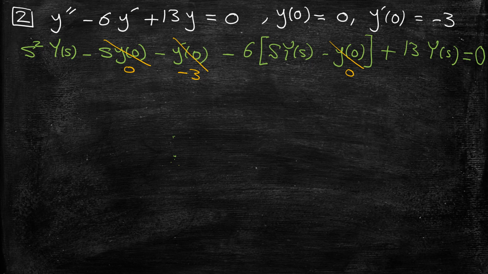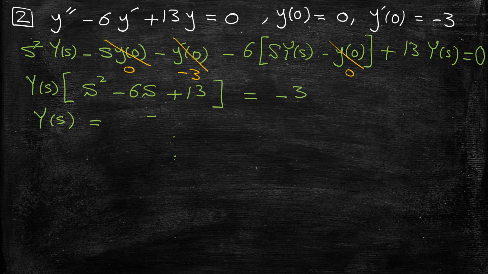So here we can take common y of s multiplied by s squared minus 6s plus 13. And on the other side, this plus 3 will be here minus 3. So again, y of s will be equal to minus 3 over s squared minus 6s plus 13.